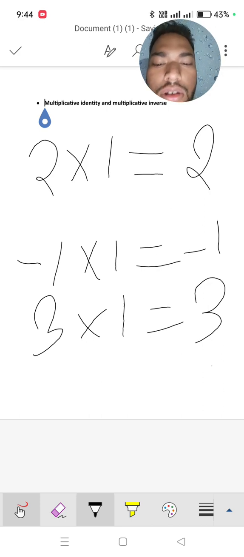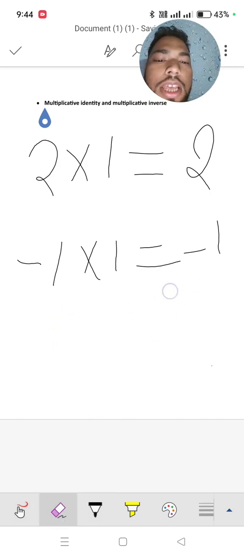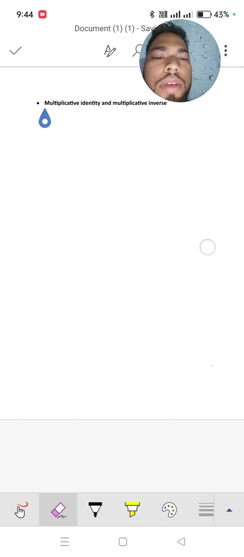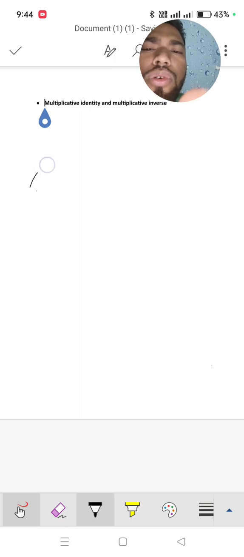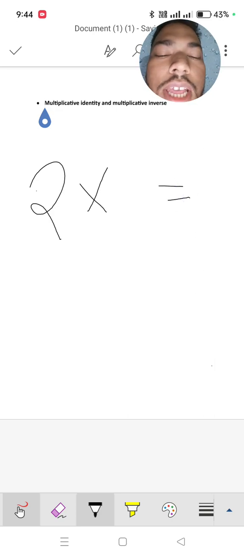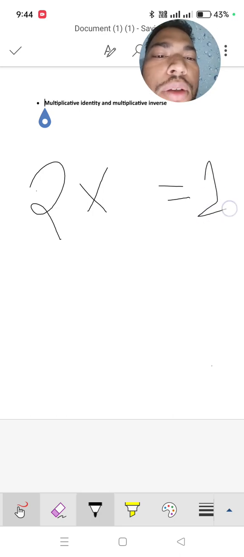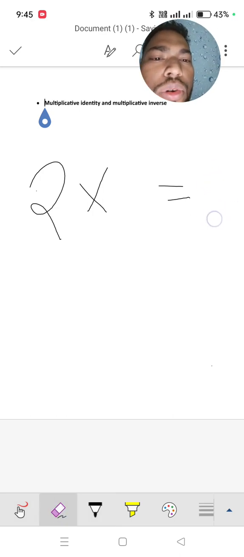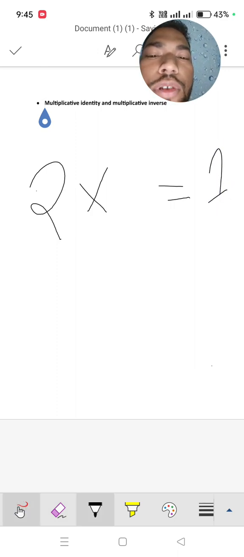Understood? Now we have to discuss the multiplicative inverse. Here you see what we mean by multiplicative inverse. Suppose we have 2. As you all know, the multiplicative identity is 1. So we have to see by which number we have to multiply 2 to make the answer 1. That means when we multiply some number with 2, the result equals 1. Then this particular number is known as the multiplicative inverse of 2.